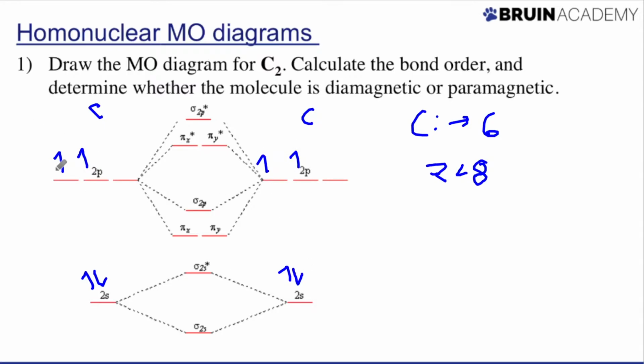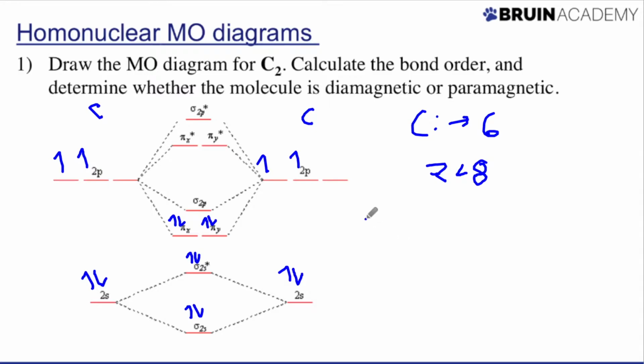Now that my atomic orbitals on the left and right are filled, I can fill in my MO orbitals, molecular orbitals in the middle. And so I have a total of 8 electrons, so I basically fill them as such. 1, 2, 3, 4, 5, 6. Notice how I fill these guys in. 7, 8. This is my MO diagram for carbon.